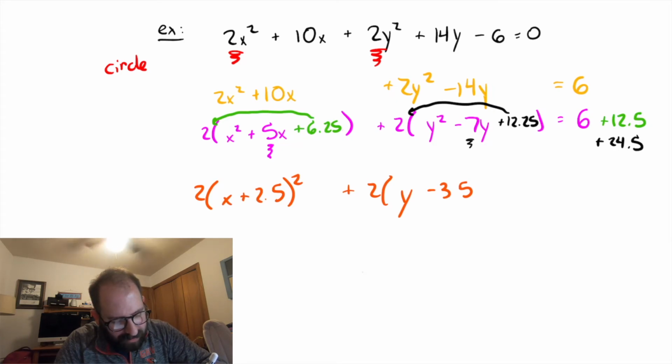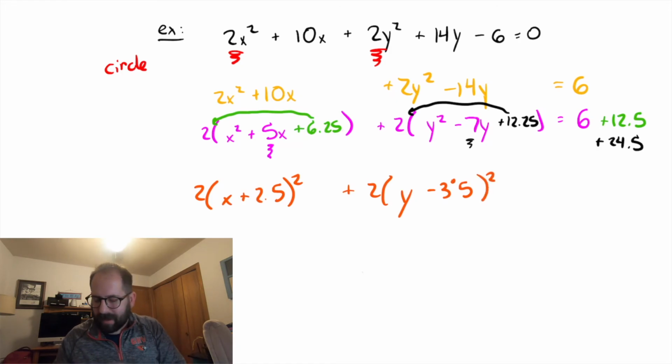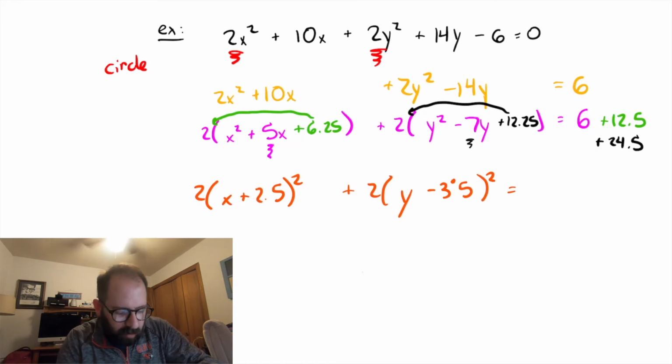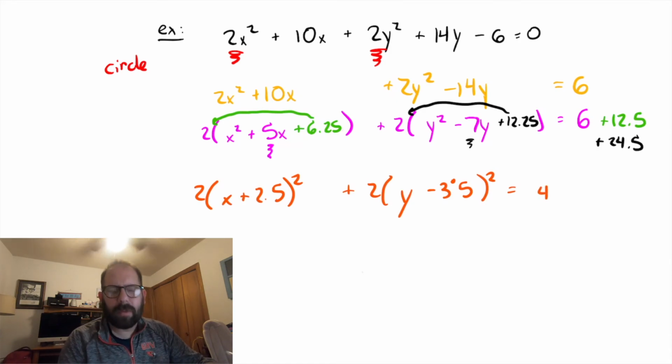Why won't it let me write that decimal? It will let me write it above. That's a decimal. Sorry, my iPad just does not want me to write that in that location. 6 plus 12.5 plus the 24.5, and we get 43. Again, a goofy number. Shouldn't make it problems anymore.